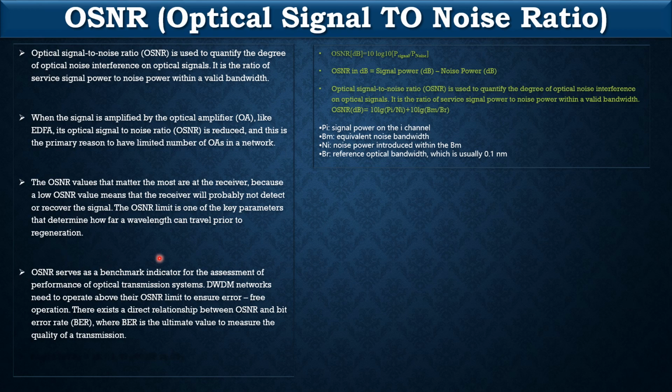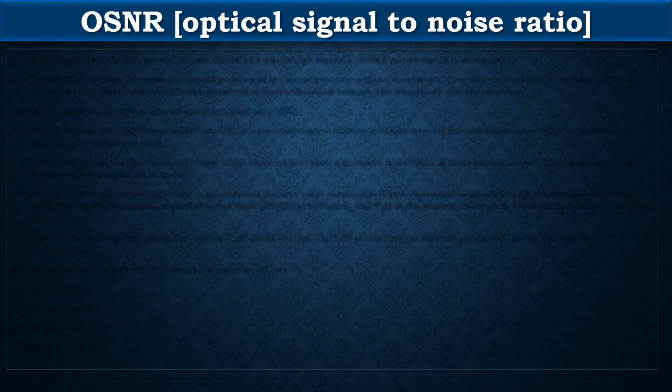So OSNR serves as a benchmark indicator for the assessment of the performance of optical transmission systems. DWDM networks need to operate above the OSNR limit to ensure error-free transmission, which I have told you in this. At the receiver, the OSNR value is very important. There is a relationship between BER and the OSNR. You can see here, this is log BER equal to 10.7 minus 1.45 times OSNR in dB. Optical signal to noise ratio.